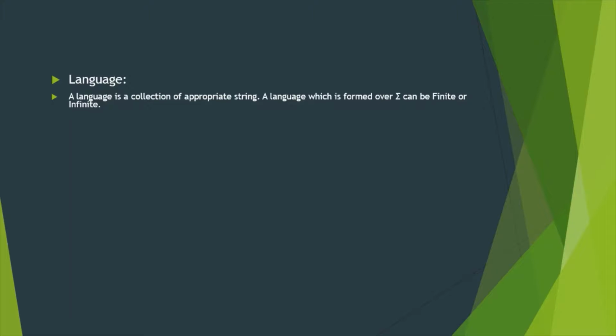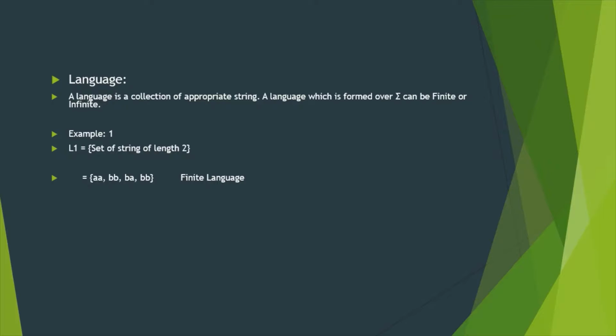As you can see, from the first entity up to this entity, all these are interdependent. First of all, we must clarify what a symbol is, then alphabet, then string, and then we can learn what a language is. So a language is nothing but a collection of appropriate strings.